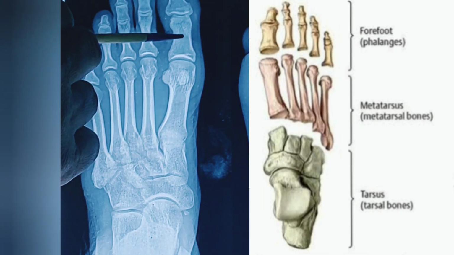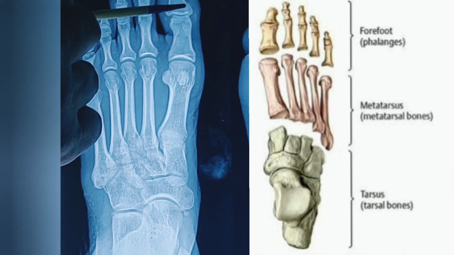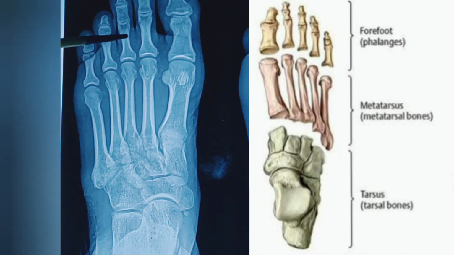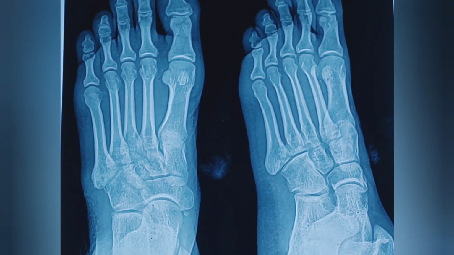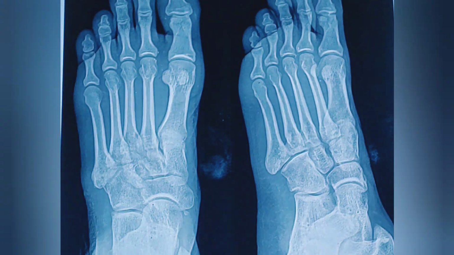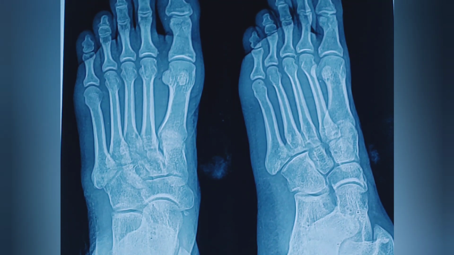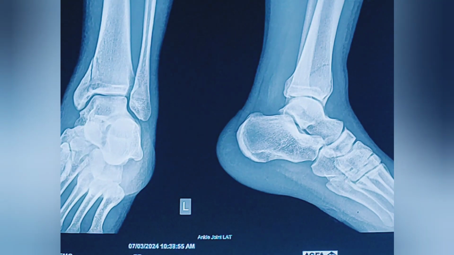In the great toe you will get two phalanges, proximal and distal, but in the other four toes you will get proximal, middle and distal phalanges. Then what are the tarsal bones? I told you already there are 7 tarsal bones, but in the hand there are 8 carpal bones, but here 7 tarsal bones. Both the tarsal bones and carpal bones are short bones.